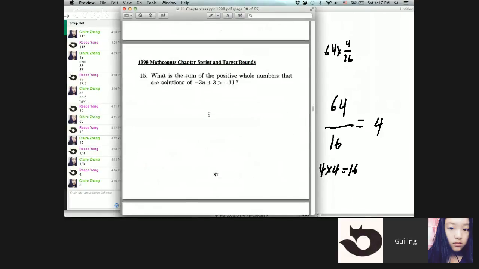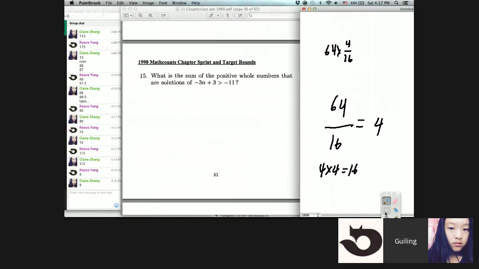So either way. All right, what is the sum of the positive whole numbers that are solutions to negative 3n plus 3 greater than negative 11?